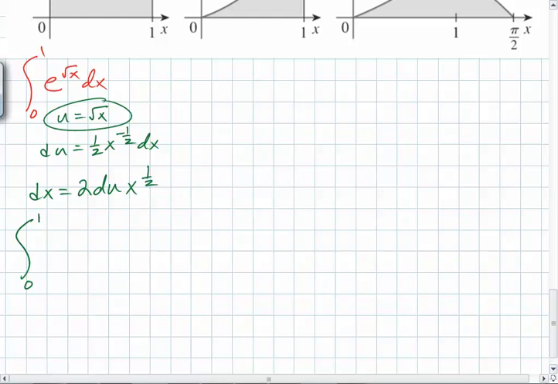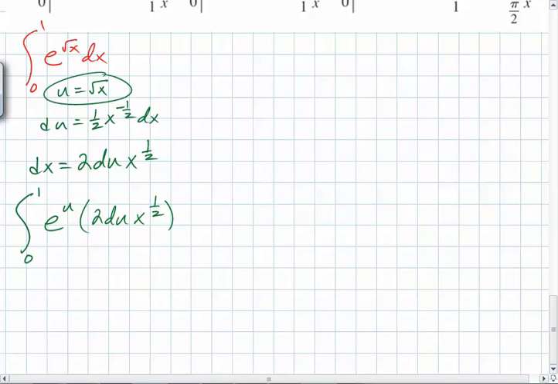So it actually changes it to the same thing. It doesn't change it. Do you see? Remember, those are x values. Now we're in u. So now what do we have here? E to the what? U times, instead of du, you have 2 du x to the 1/2. What can we factor out to the outside? 2. So you have 2, 0 to 1 of e to the u times du x to the 1/2.